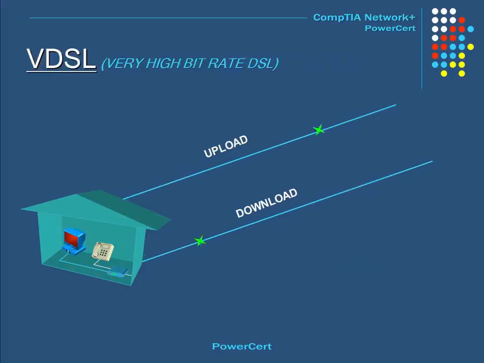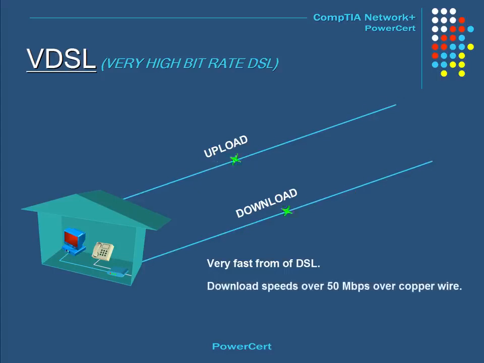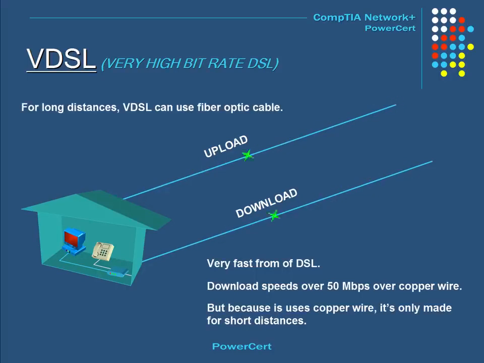And VDSL stands for Very High Bit DSL, and this is a very fast form of DSL. It has download speeds of over 50 megabits per second over copper wire. But because it uses copper wire, it's only made for short distances. For long distances, it can also use fiber optic cable.